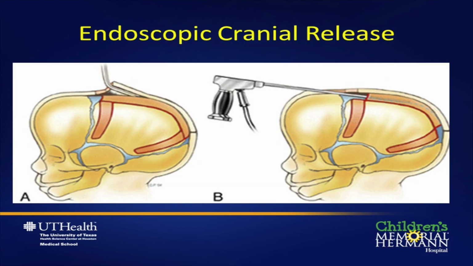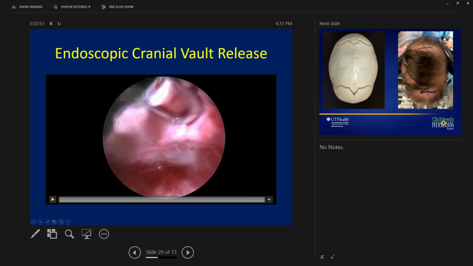So we'll go over a little cartoon diagram here of an endoscopic cranial release, and we'll show you a little video later, but we make small incisions, we put in an endoscope, this small video camera, to help us do surgery more safely through small incisions, and we take out the affected suture. So here we're just going to go through a video of endoscopic surgery.